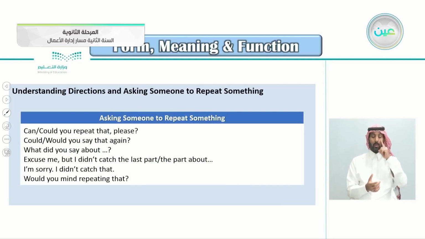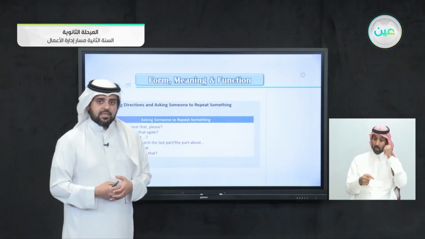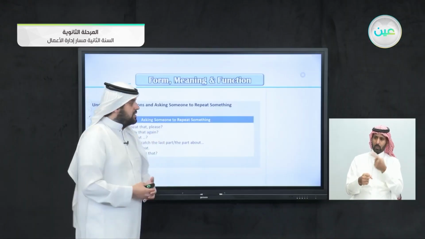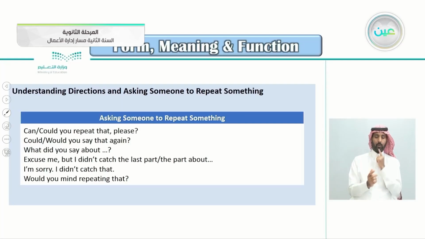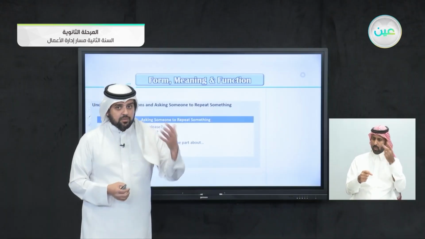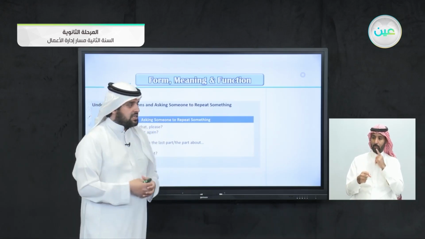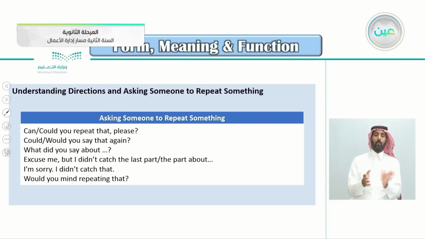Understanding directions and asking someone to repeat something. Once you understand the direction, you ask someone to repeat something. "Can or could you repeat that, please?" So when you're asking for a direction and you want to check again, you say, "Can you repeat that, please? Could you repeat that, please?" Then he will give you the directions again. "Would you or could you say that again?"